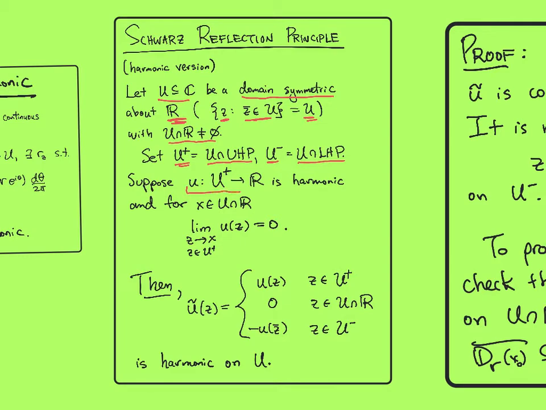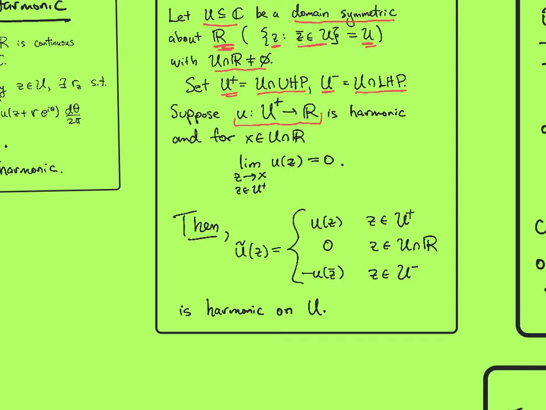If we have a harmonic function in that upper portion, so maybe a picture helps. I have the real line, and then I have some domain symmetric across the real line. If I have that the limit of U of z as z goes to x on the portion of U on the real line, if this goes to 0, then we actually have an extension of the function U to the whole domain U.